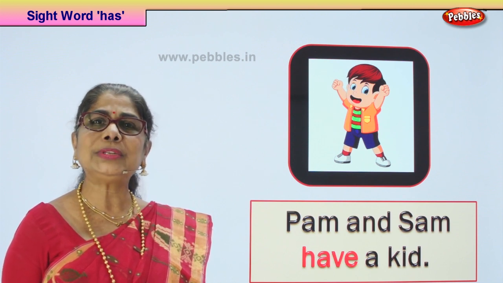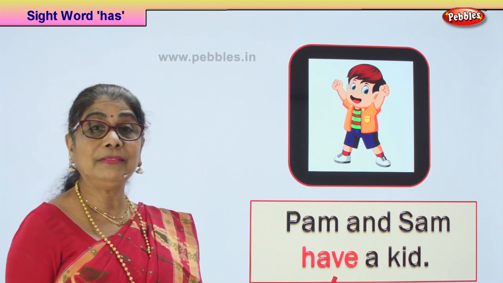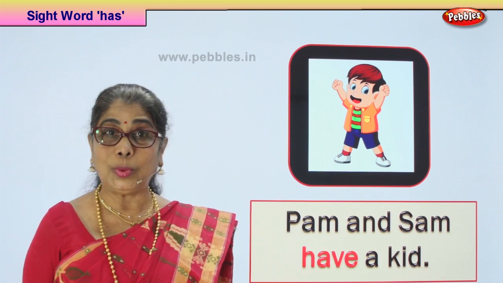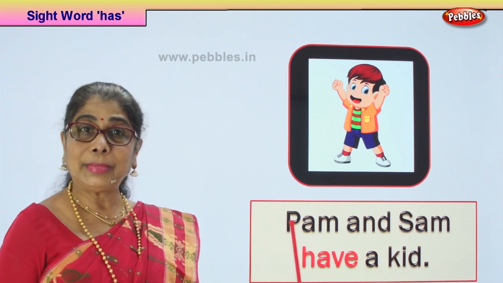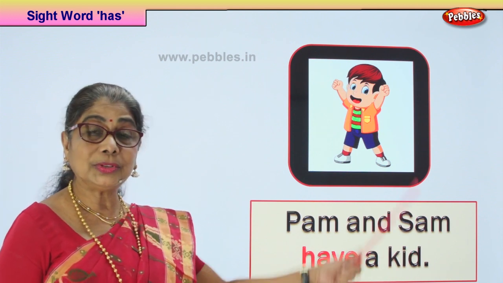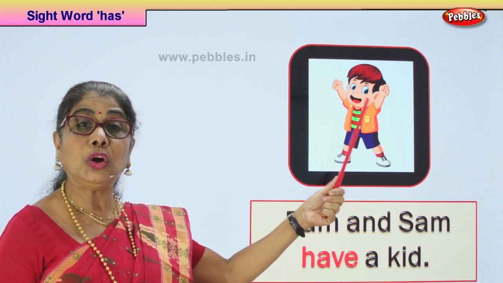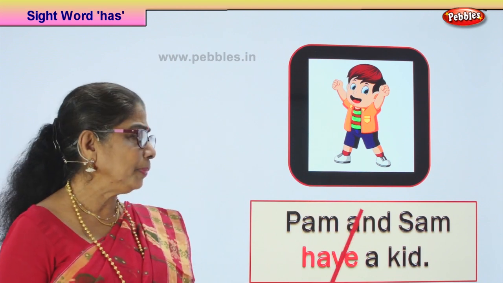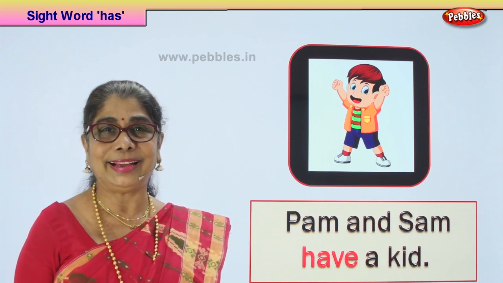Let's find out whose kid this is. And remember, we are using the sight word have in the sentence. The sentence begins with the capital letter and ends with the full stop. Look, Pam and Sam, that is Pamela and Samuel, have a kid. So this little kid, this little child, belongs to Pamela and Samuel. The short form of the name is Pam and Sam have a kid. They have a little child in the house.